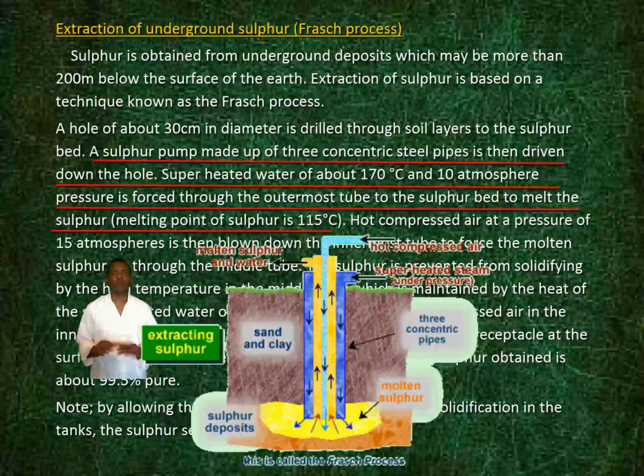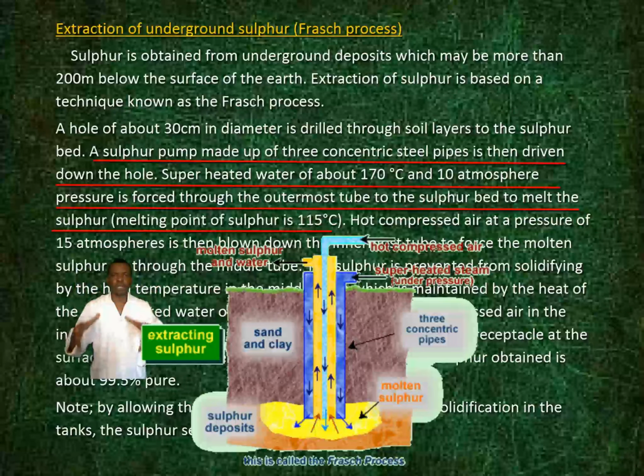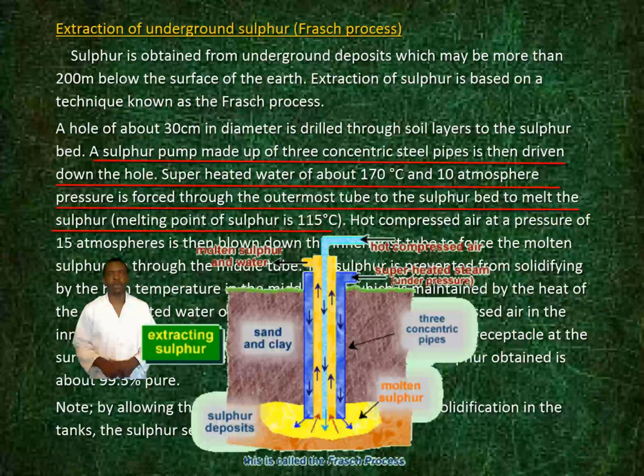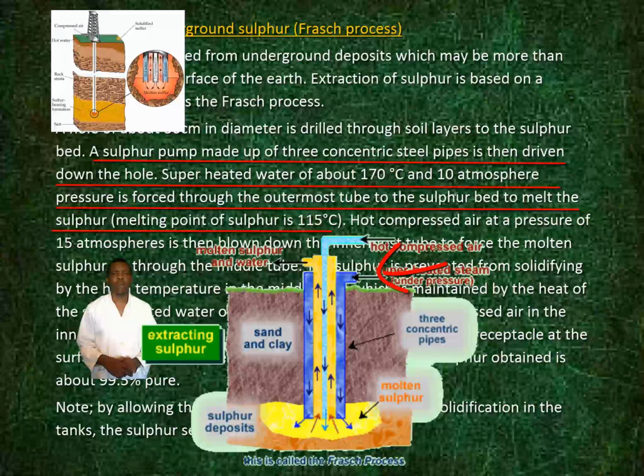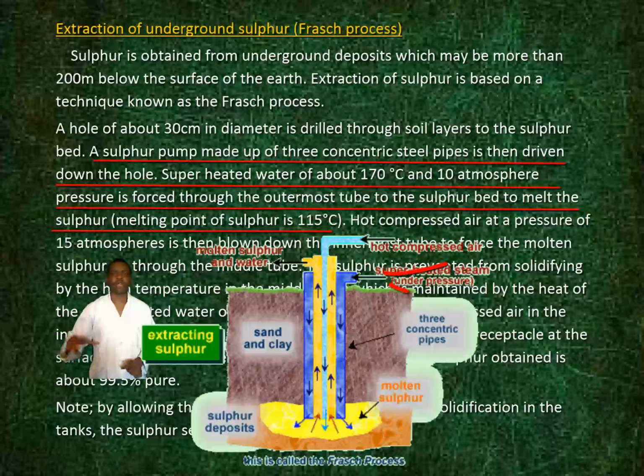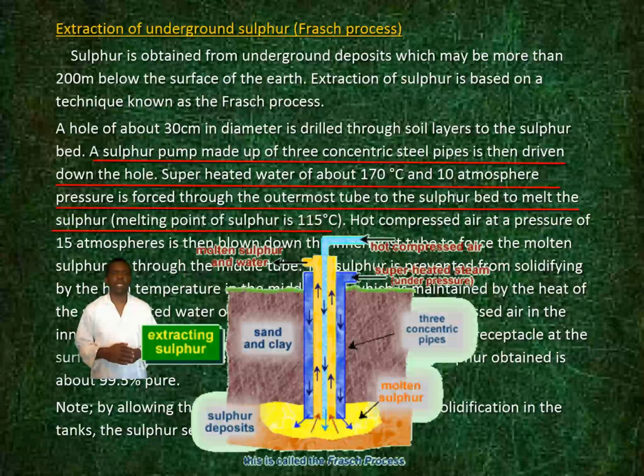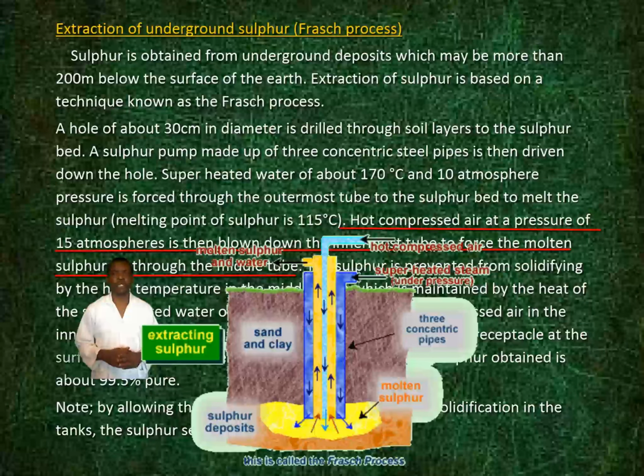A sulfur pump made up of 3 concentric steel pipes is then driven down the hole. Superheated water of about 170 degrees centigrade and 10 atmospheres is forced through the outermost tube to the sulfur bed to melt the sulfur. The melting point of sulfur is 115 degrees centigrade.